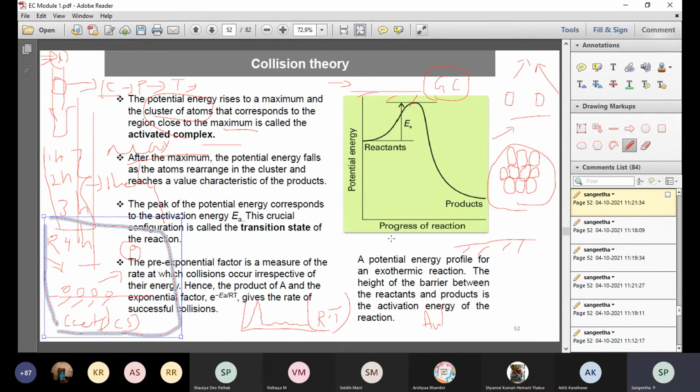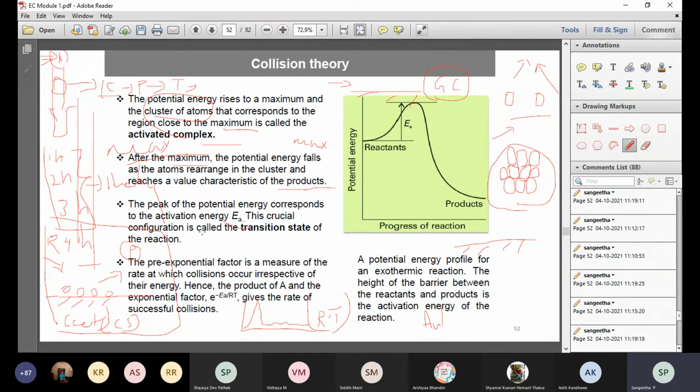Okay, the potential energy, now getting back to the collision theory: the potential energy rises to a maximum in a cluster of atoms that corresponds to the region close to the maxima. So the maxima is called the activated complex. After the maximum, the potential energy falls as the atoms rearrange in the cluster and reaches the value characteristic of the products. So the peak of the potential energy corresponds to the activation energy, and this kind of configuration is called the transition state of the reaction.